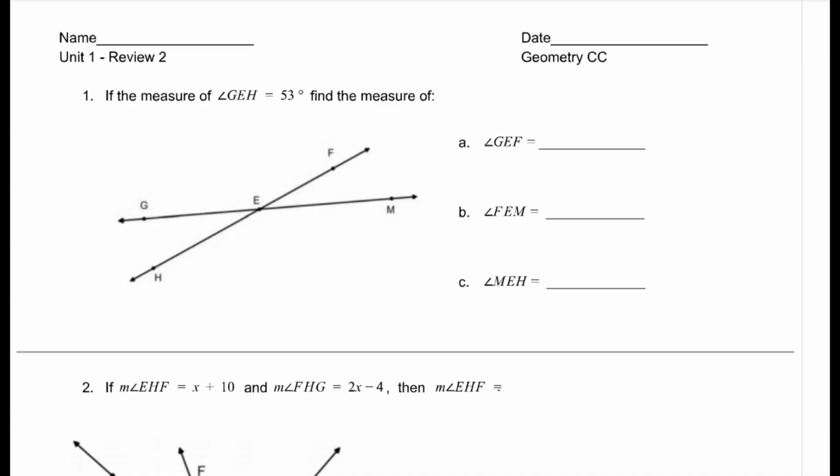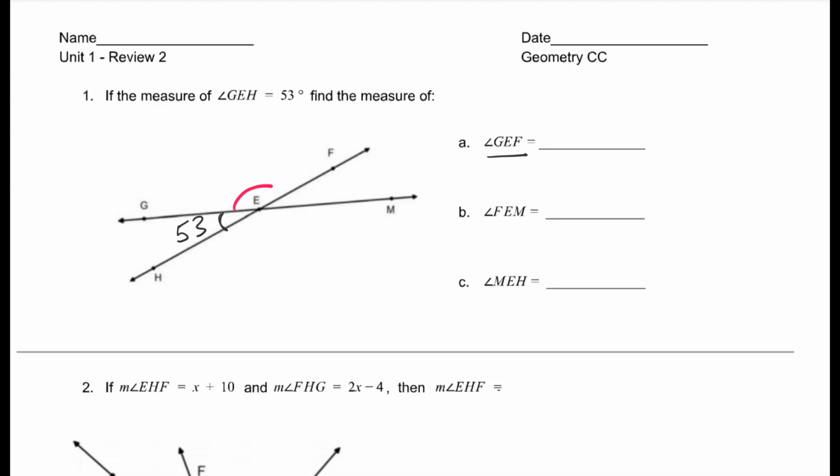In this video, I'm going to go through review 2 just to clear up any questions that you might have had. Number 1, if the measure of angle GEH, that's that angle right there, is 53 degrees, find the measure of angle GEF and the rest of them.